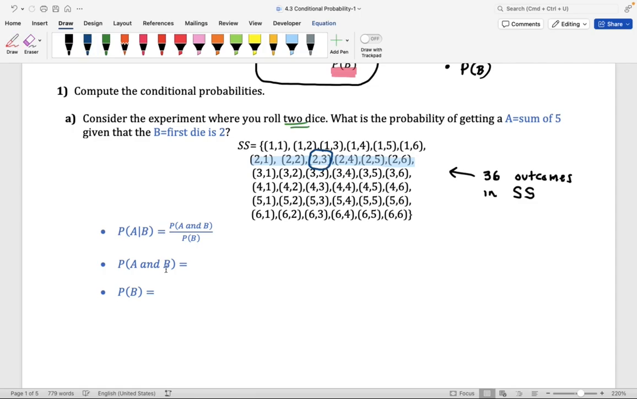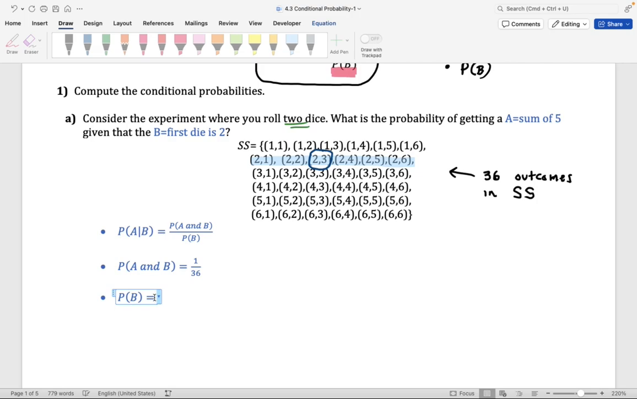So the probability of A and B is 1. That is the number of ways we can get a sum of 5 and first roll a 2. So that is one outcome out of 36. We have 1 on the numerator. On the denominator, we need the number of outcomes in the sample space. We have a total of 36 outcomes in the sample space.